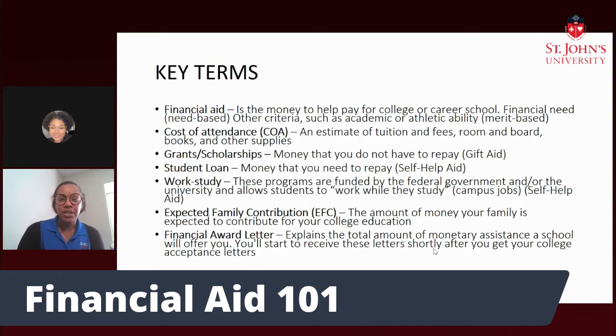There are grants and scholarships. This is money that you do not have to pay back. And typically we refer to this as gift aid. You have student loans. We'll end up talking about student loans at a later date, but this is the money that you do have to repay. It's a loan. Someone's loaning it to you, okay? And this is typically under the self-help category.